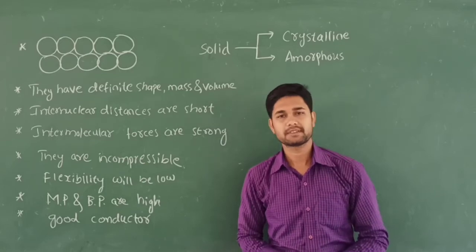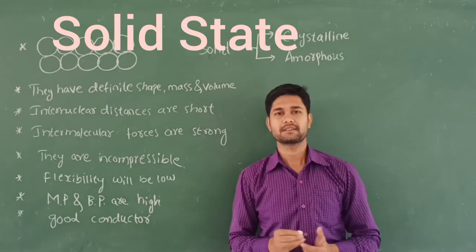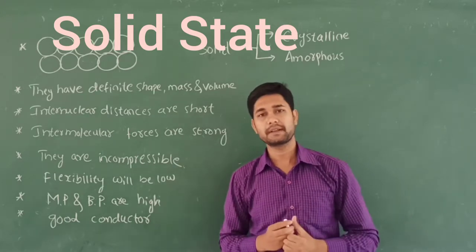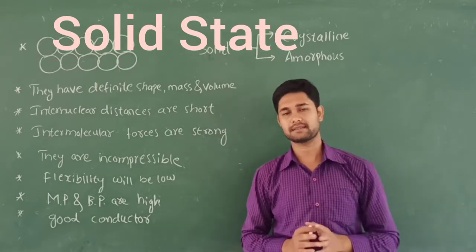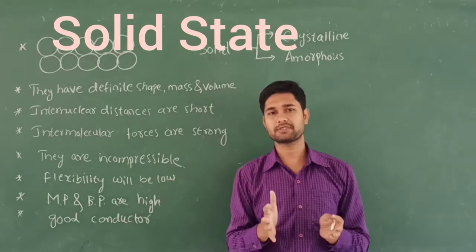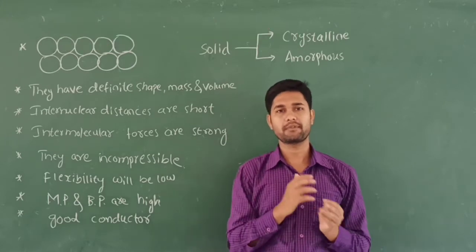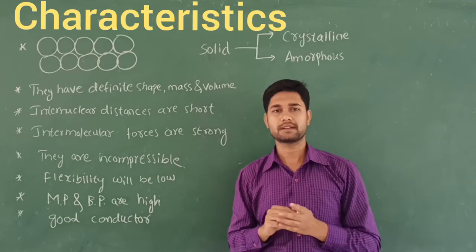Let us begin with a new chapter called solid state chemistry. We have studied in our previous classes that matter mainly consists of three states: solid, liquid and gases. In this chapter we are going to study the information that belongs to the solid. Before that, we are going to start with some of the characteristics of the solid. Let us discuss it here.